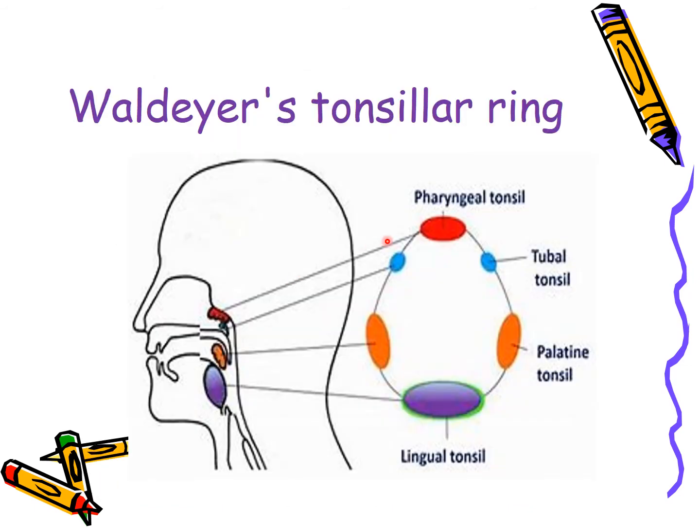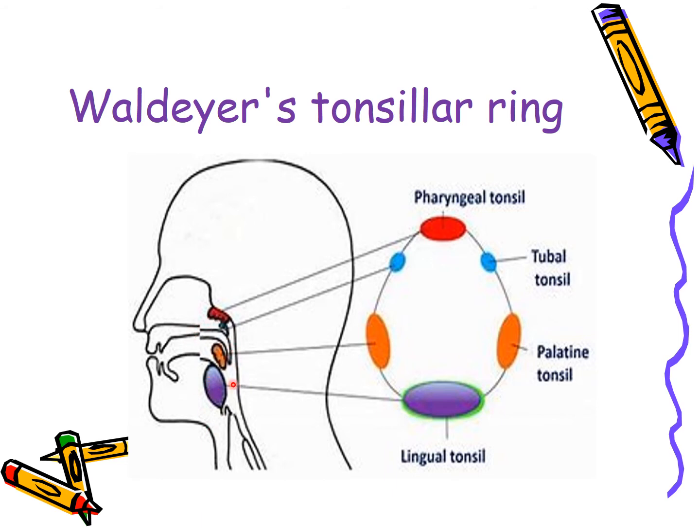Now these pharyngeal tonsils, the right and left palatine tonsils, then the lingual tonsils, and the tubal tonsils, together they form Waldeyer's lymphatic ring, or Waldeyer's tonsillar ring. Now this Waldeyer's tonsillar ring guards the nasopharynx area and the oropharynx area.